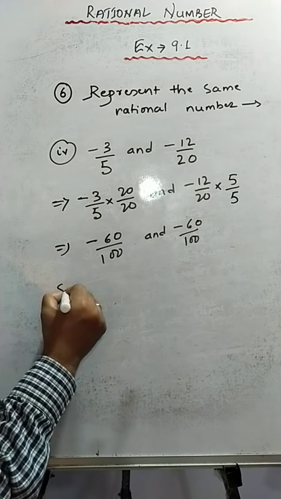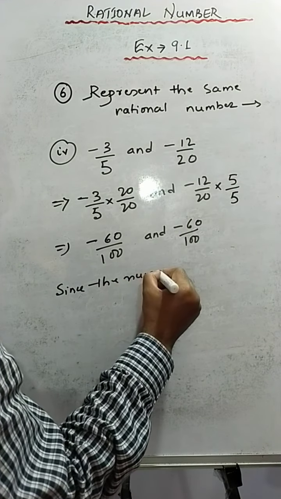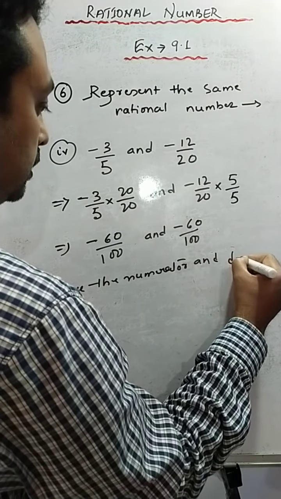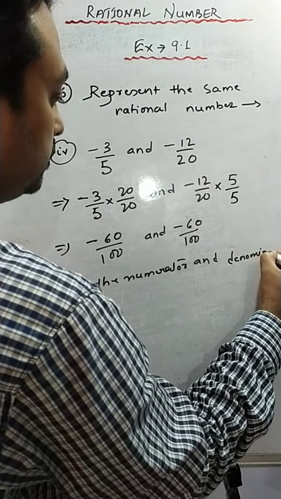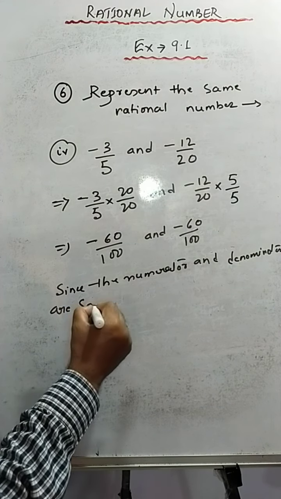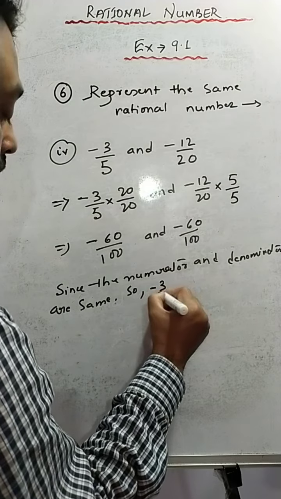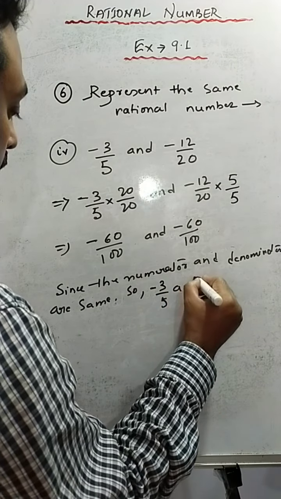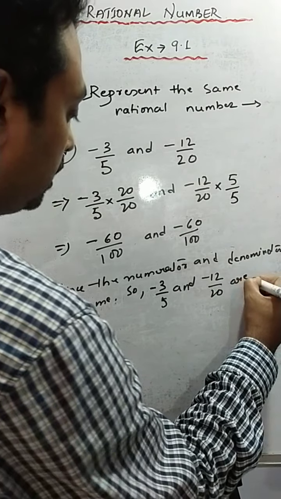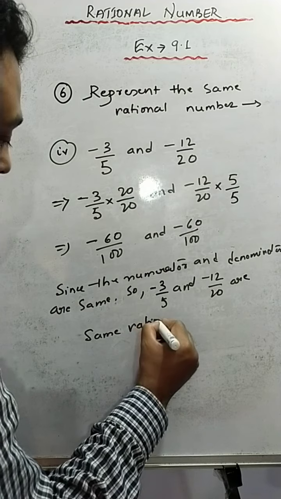So you will write since the numerator and the denominator are same, so minus 3 by 5 and minus 12 by 20 are same rational number.